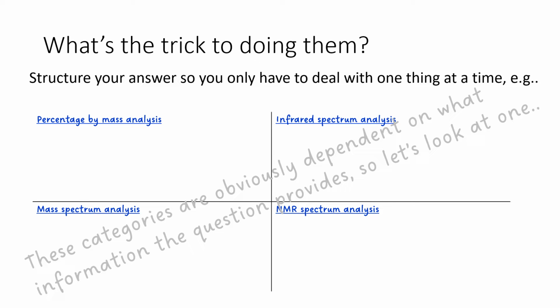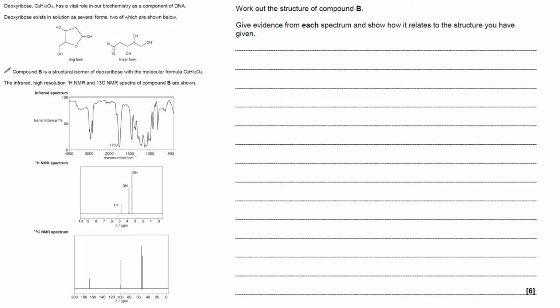So let's look at a question to see what we can do with it. This is the question in its entirety. You can see the information given to you on the left-hand side. You've clearly got some information describing the molecule up at the top. And then we've got the infrared spectrum, which will give you the functional groups and the bonds. We've got a proton NMR spectrum that gives you the hydrogen environments. And we've got a carbon NMR spectrum that gives you the carbon environments.